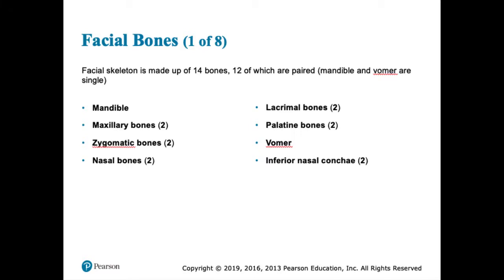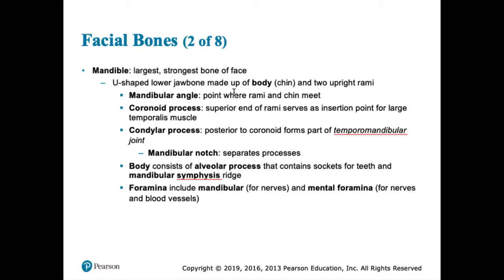The facial bones, of course, are made up of 14 bones, 12 of which are paired. The mandible and the vomer are single. So you have the mandible, the maxillary bones, there are 2 of those. The zygomatic bones, 2 of those. The nasal bones, 2 of those. The lacrimal bones, 2. The palatine bones, 2. The vomer, and the inferior nasal conchae, 2. So the mandible is the largest, strongest bone of the face.